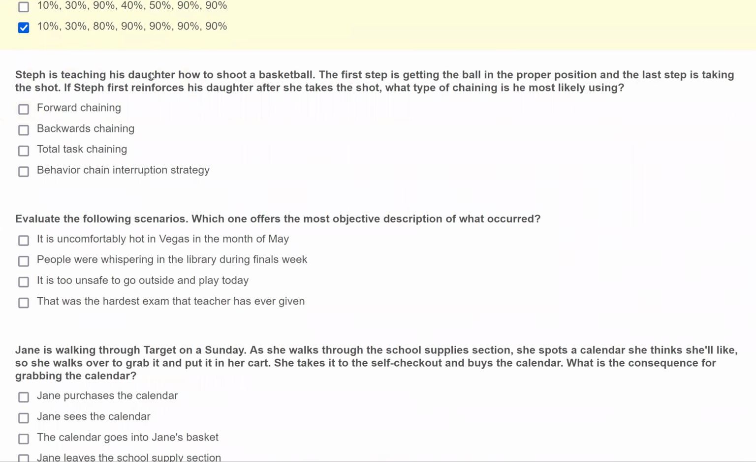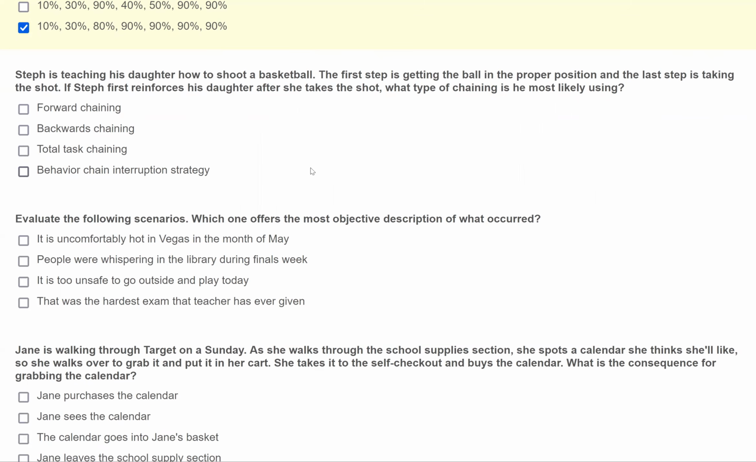Steph is teaching his daughter how to shoot a basketball. First step is getting the ball in the proper position, and the last step is taking the shot. If Steph first reinforces his daughter after she takes the shot, what type of chaining is he most likely using? Well, obviously a chaining question. So let's think about our types of chaining: forward, backwards, total. We also have a behavior chain interruption strategy. In this case, we have Steph teaching his daughter to shoot a basketball. We know the first step is proper position, last step is taking the shot.